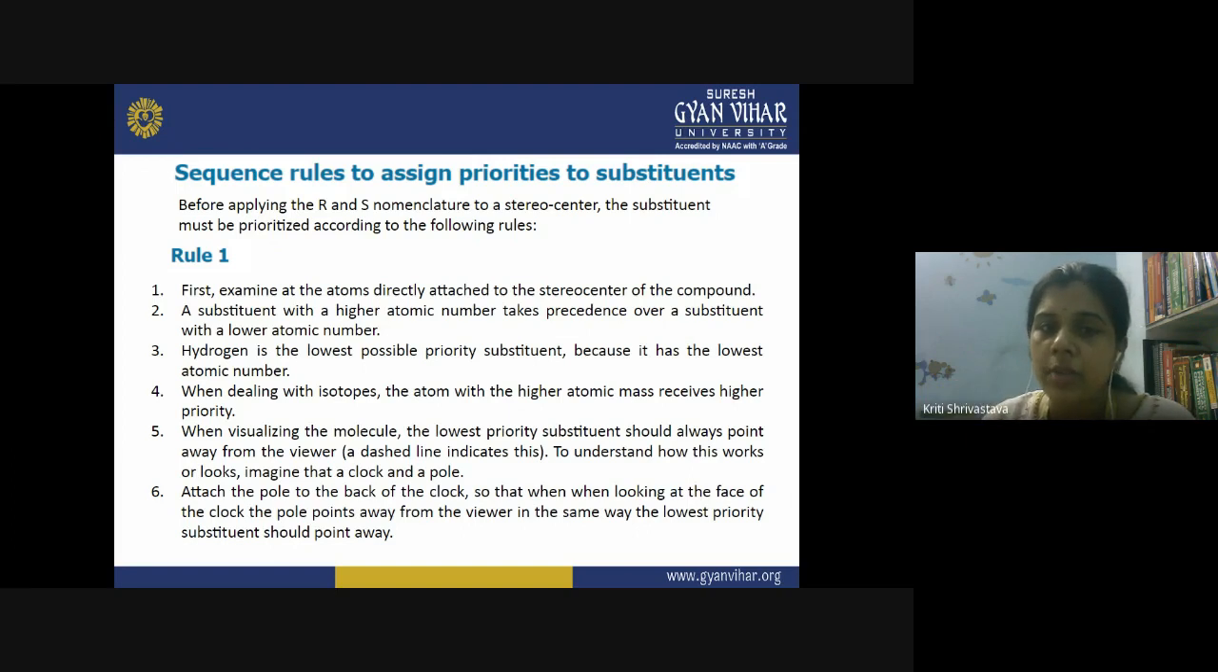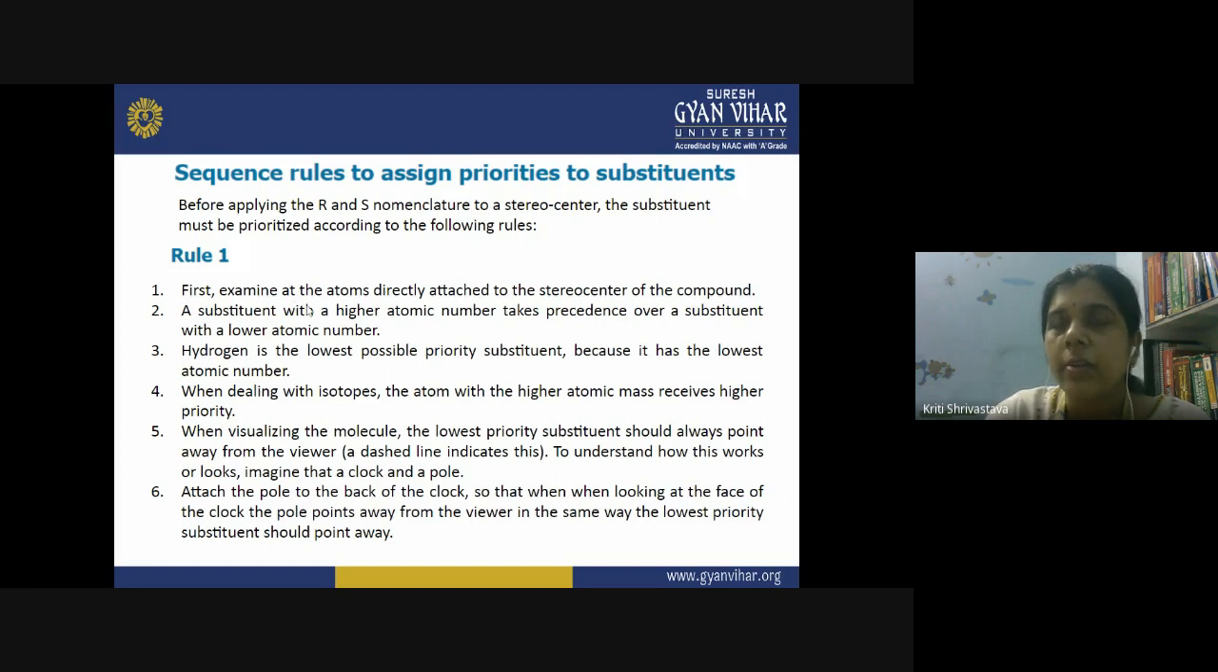What are the rules by which we can assign the priorities to all the four substituents present on the carbon atom? Let us look at them. Rule number one: you have to examine the atoms directly attached to the stereo center of the compound. So only the four groups on your stereo center.